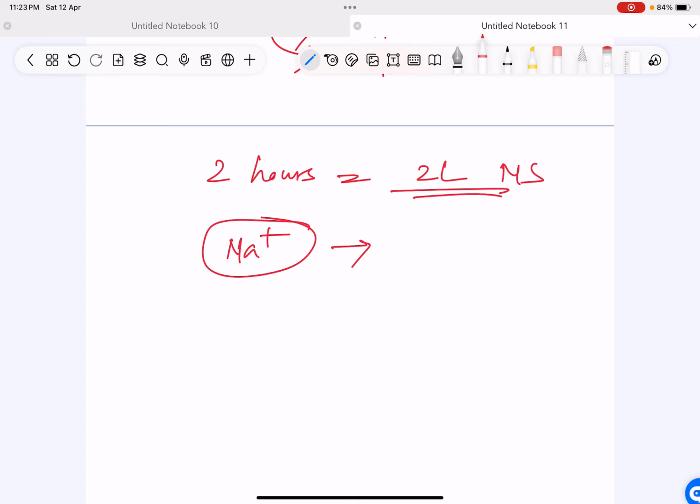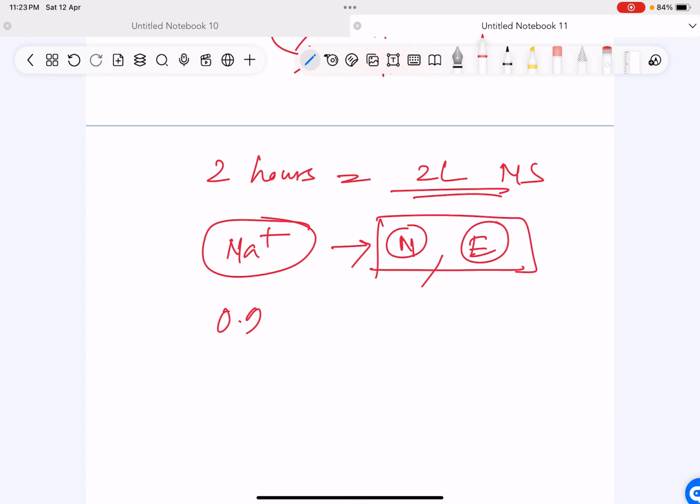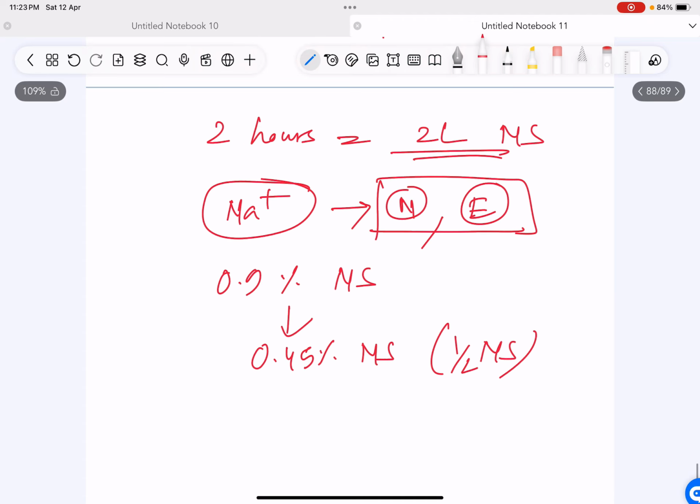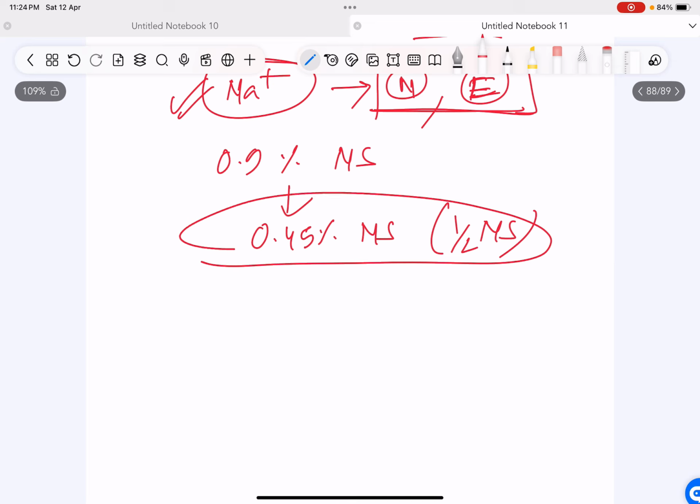Check whether it is normal or if it is elevated. If it is normal or elevated, then only you switch from 0.9% NS, that is normal saline, to half NS, that is 0.45% NS. So from normal NS you shift to half NS by checking the sodium level at the end of 2 hours, only if it is normal or elevated.